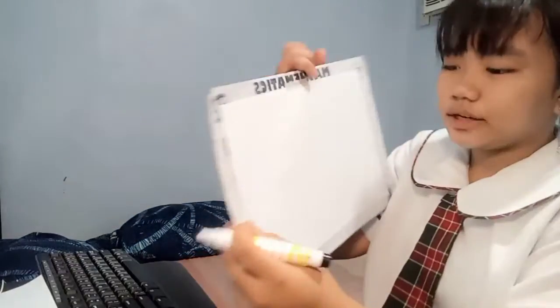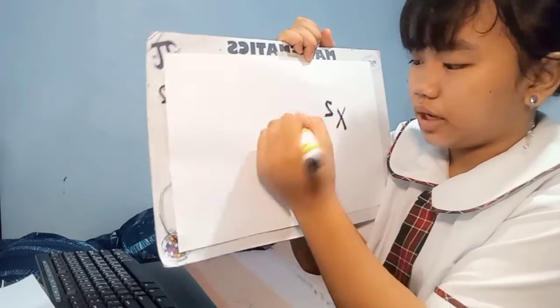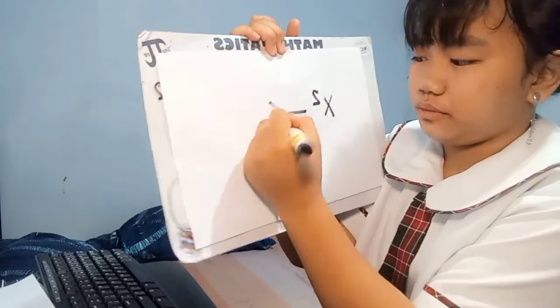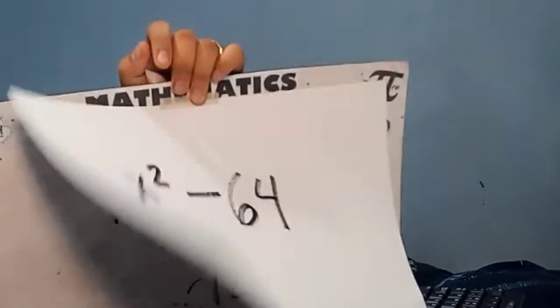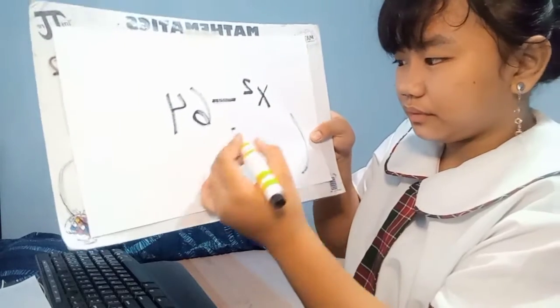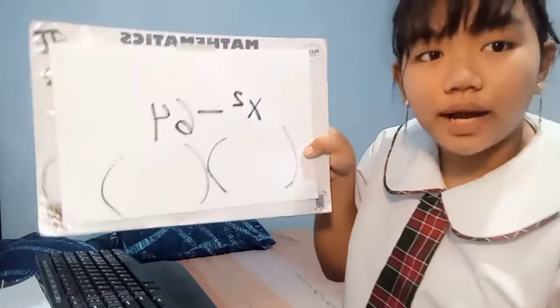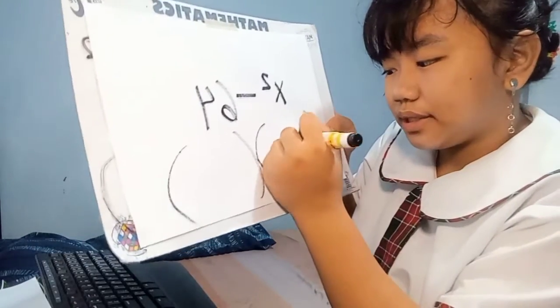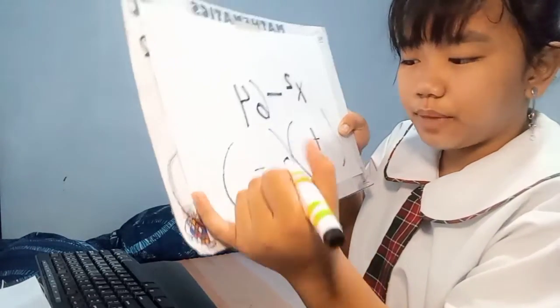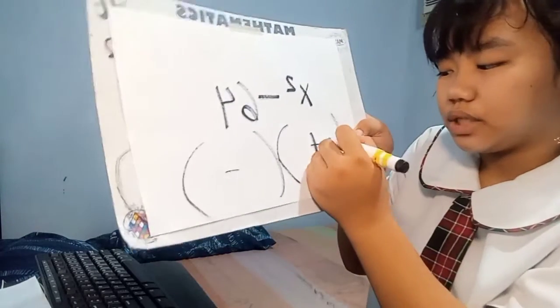So, here, let's have x squared minus 4. So, our first step is to draw or to write two open and close parentheses, and write plus and minus sign. Sabi ko sa inyo, pwede mo kabaliktad yung plus and minus. The third step is to identify the square root of x squared, which is x.